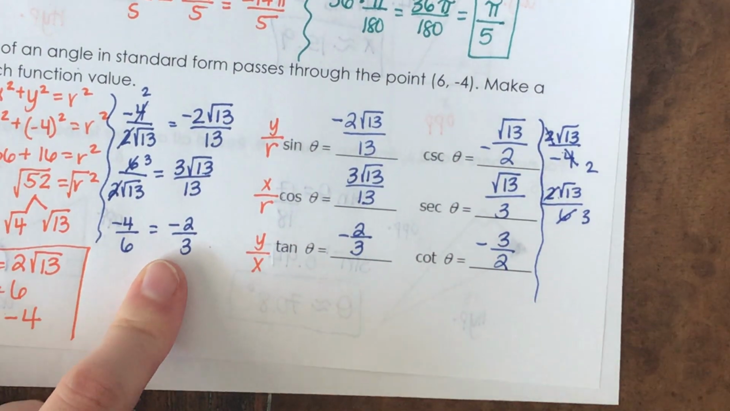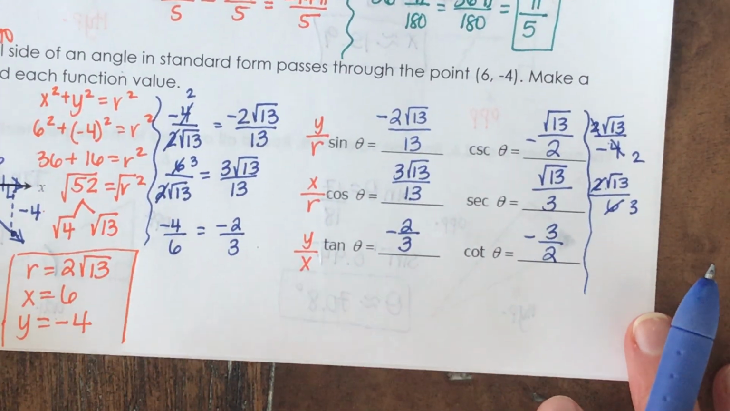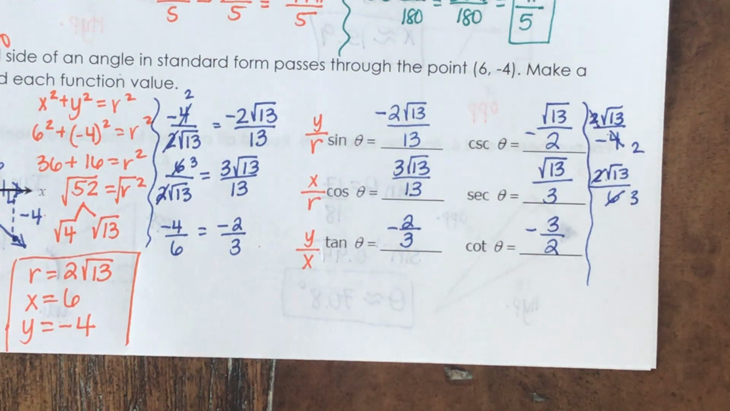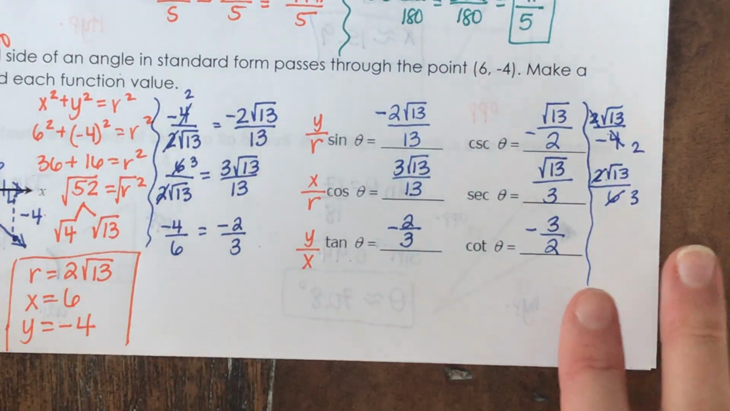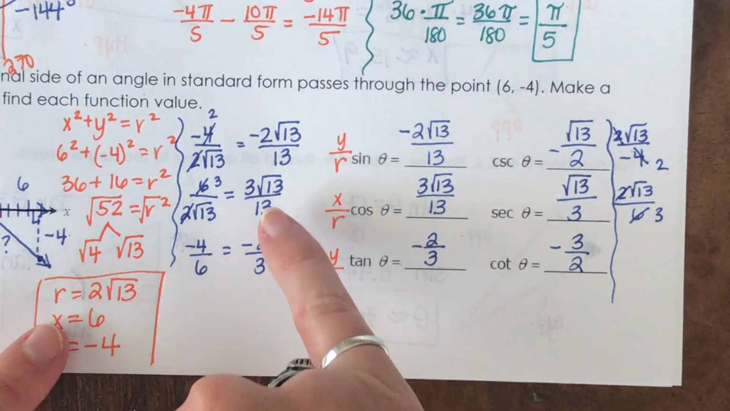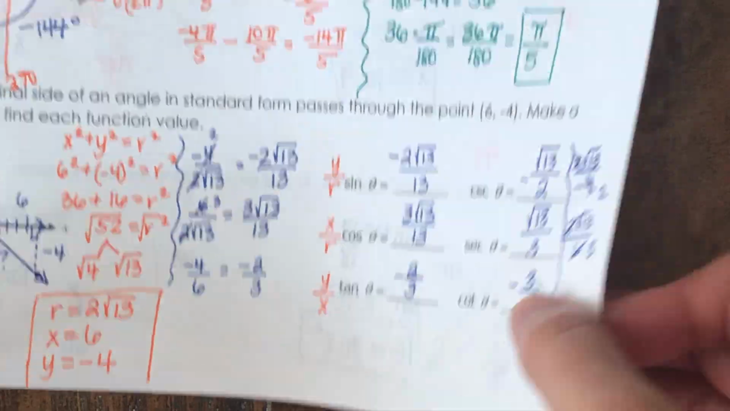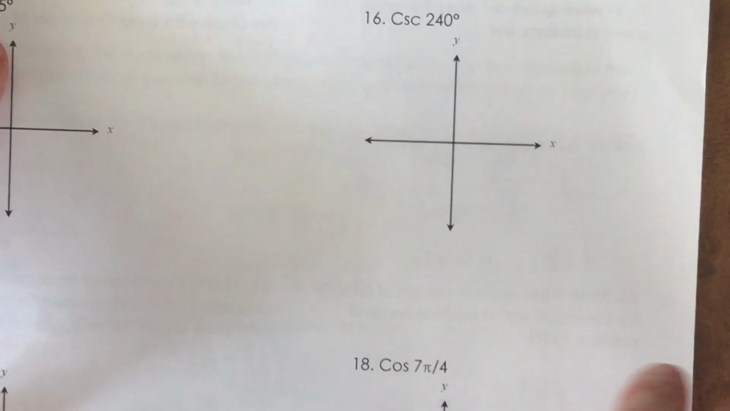So there are the 6 trig functions for an angle that passes through the point 6, -4. So you just have to really be careful when it comes to these types of problems with your radicals, making sure that you don't have a radical at the bottom no matter what. Okay.